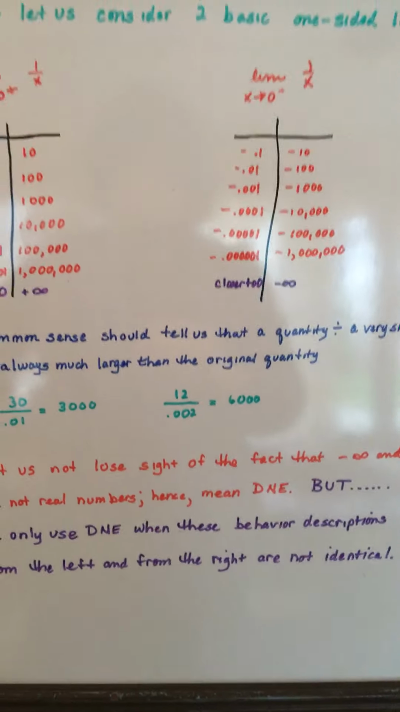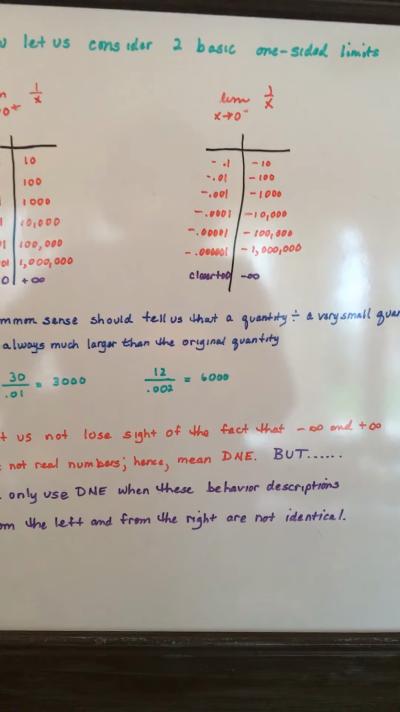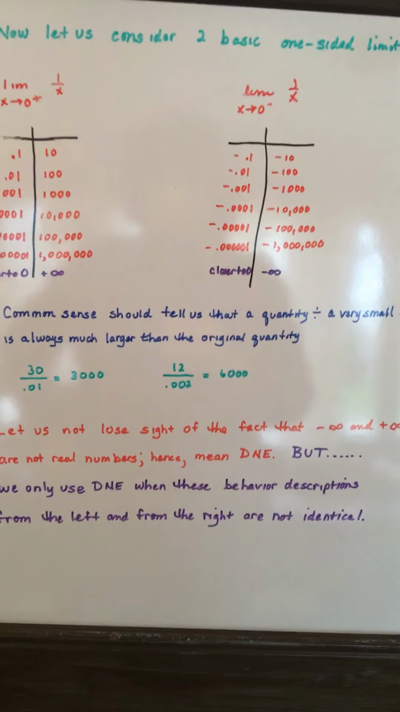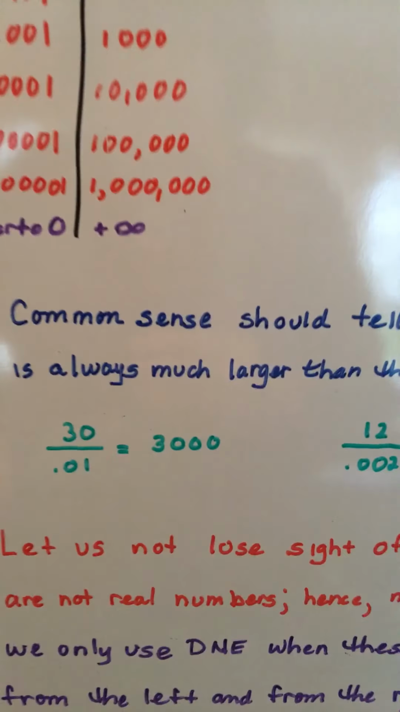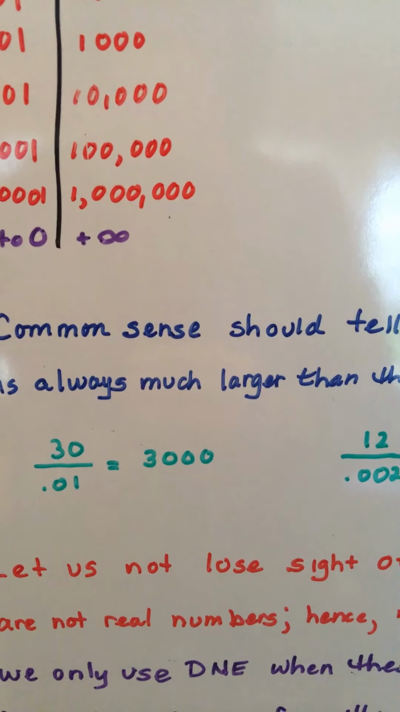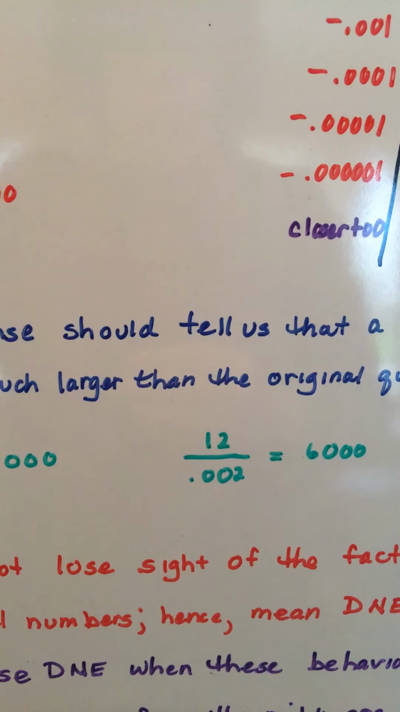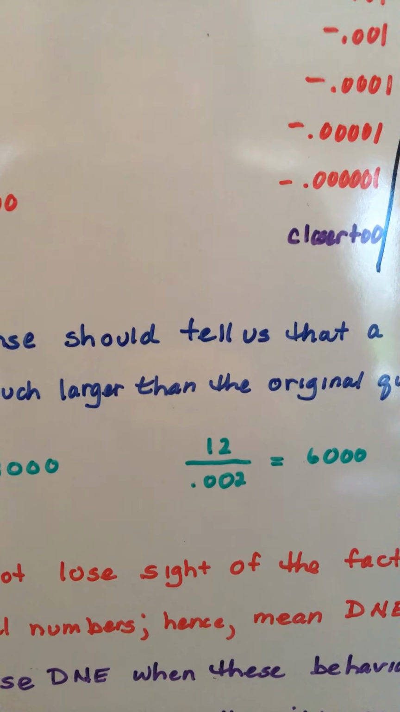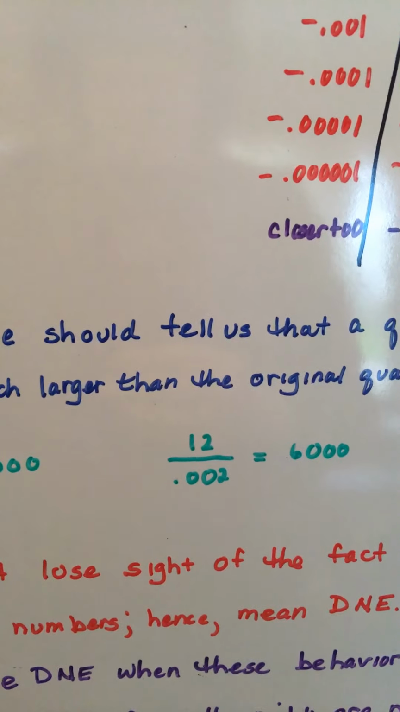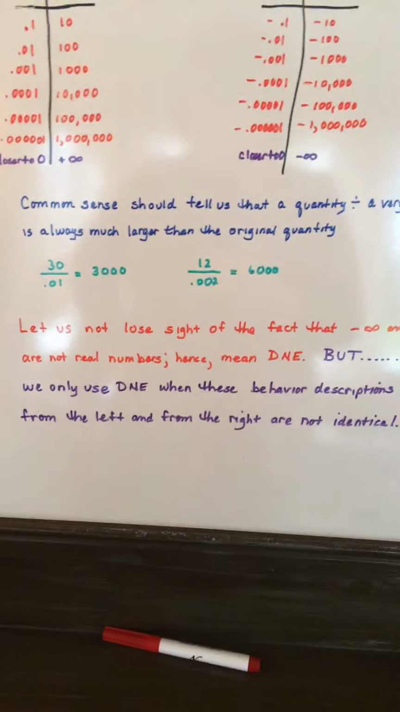Now, common sense should tell you that when you take a quantity and divide it by a very small quantity, you always get a larger quantity. Check it out on your calculator. 30 divided by 0.01 would give you 3,000. 12 divided by 0.002 is going to give you 6,000. And so this all should make some sense.